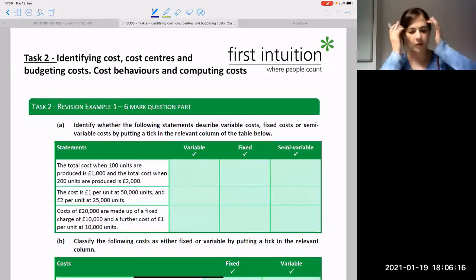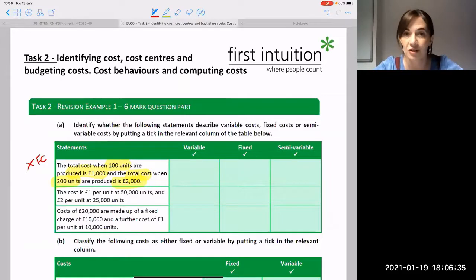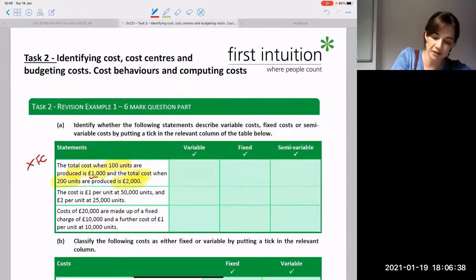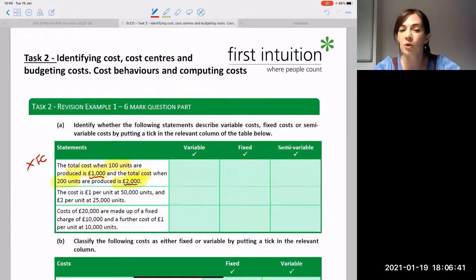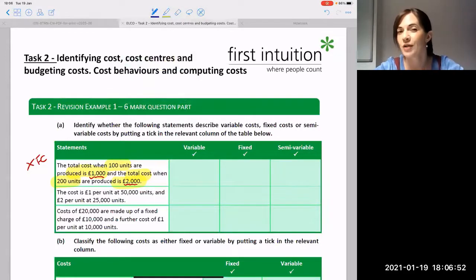The first example here, the total cost when 100 units is produced is £1,000, and the total cost when 200 units is produced is £2,000. We can rule out, can't we, guys, straight away fixed costs. It's not going to be a fixed cost because the total cost is changing. Yeah, it's moved, hasn't it, from 1,000 to 2,000 because the number of units has gone up. So we know that it's not going to be a fixed cost. So we can rule that one out. So what I would do next here is look at, right, well, what is the cost per unit and see if that's staying the same or if it's changing.